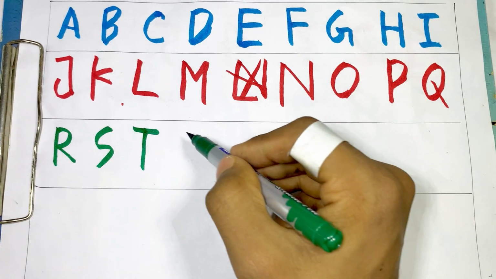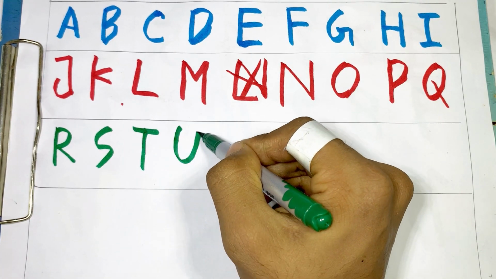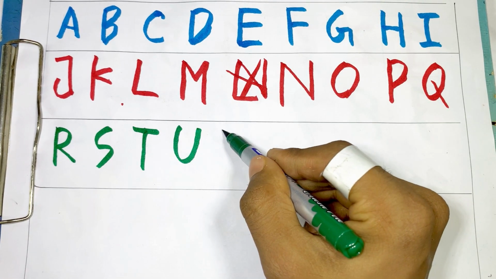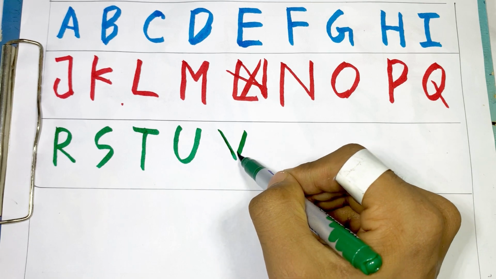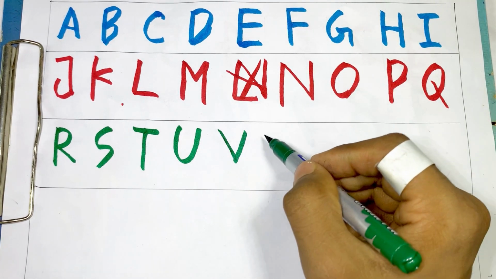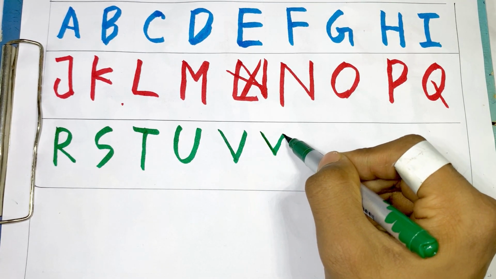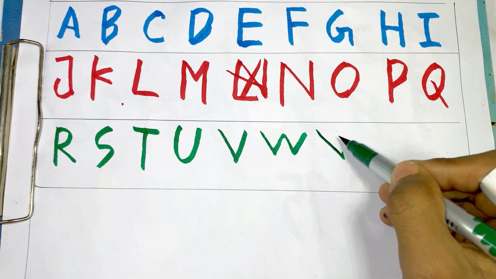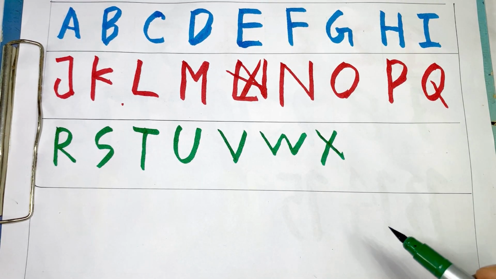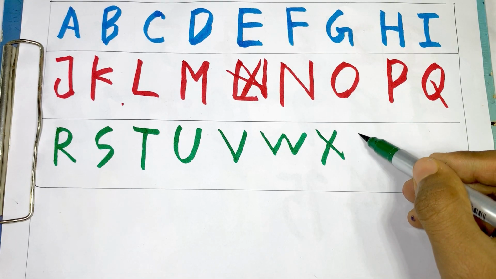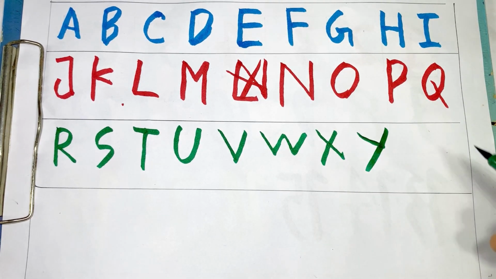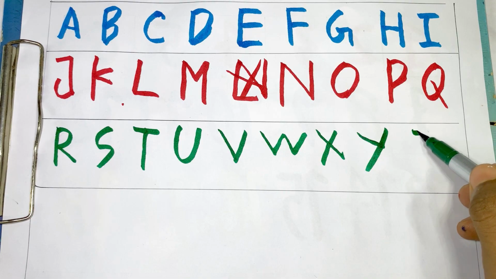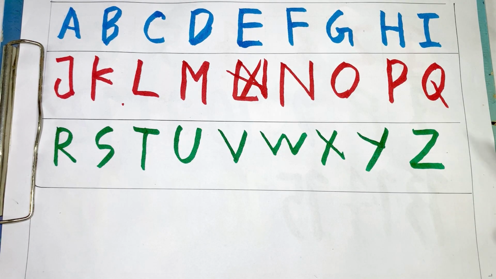T for teacher, U for umbrella, V for van, W for whale, X for xylophone, Y for yo-yo, Z for zebra. Kids, now you draw numbers.